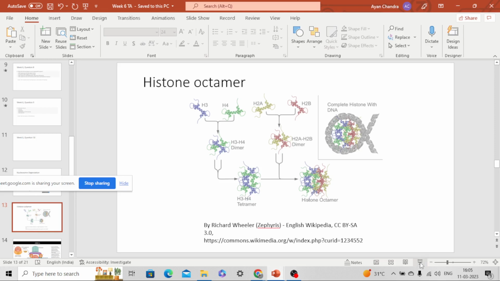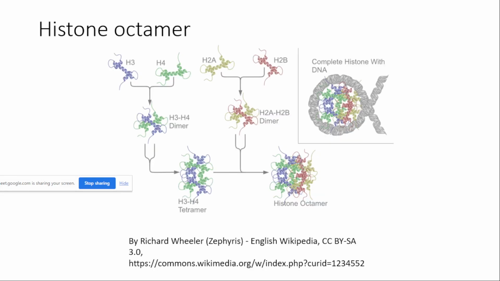Let's discuss one more time how this histone octamer is formed. First step, H3H4 will come and make a dimer. Two H3H4 dimers will come and make an H3H4 tetramer. H2A and H2B will come and form an H2A H2B dimer, and two H2A H2B dimers will form an H2A H2B tetramer. This H2A H2B tetramer and this H3H4 tetramer will come and form a histone octamer, with one H3H4 tetramer and one H2A H2B tetramer. So in total there will be a histone octamer.